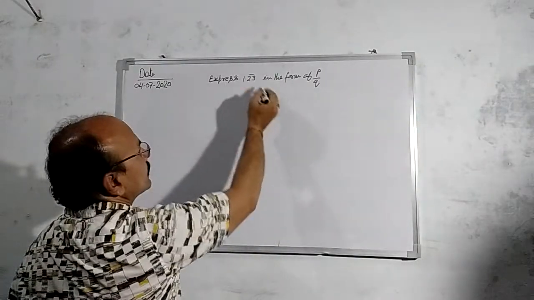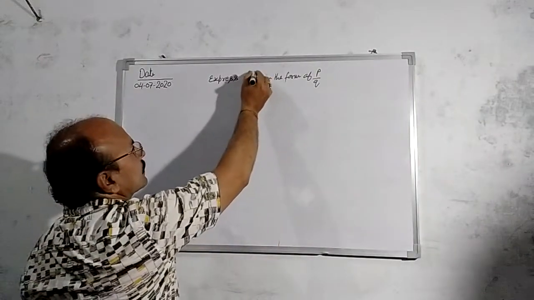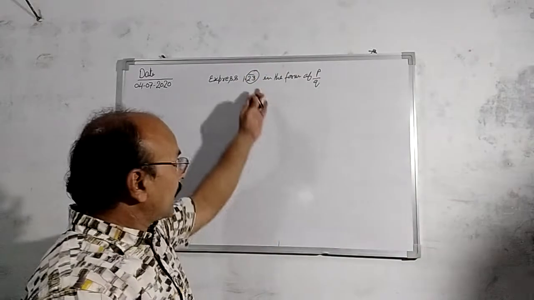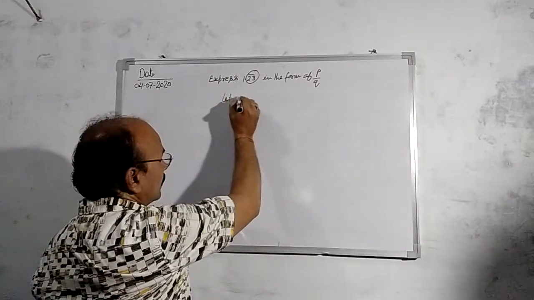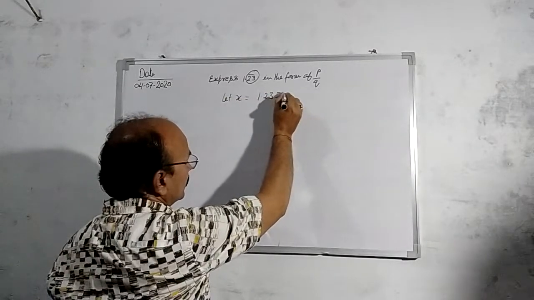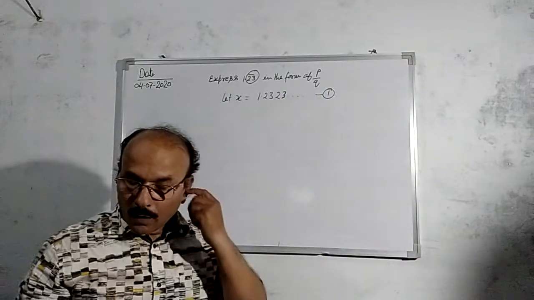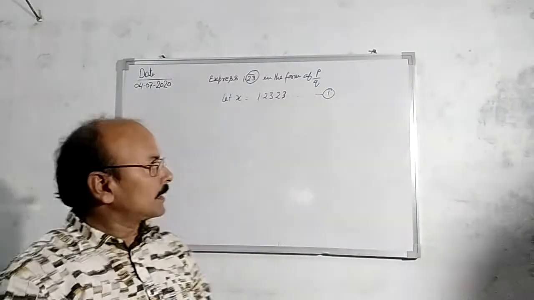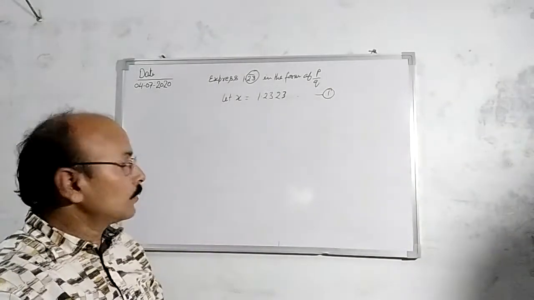Express 1.23 bar in the form of P upon Q. So there are two digits in repeating position, 2 and 3, because the bar is on the head of 2, 3. So let x is equal to 1.2323 and so on. It is equation 1. Because there are two digits in repeat condition, equation 1 is multiplied by 100, as I explained to you yesterday.